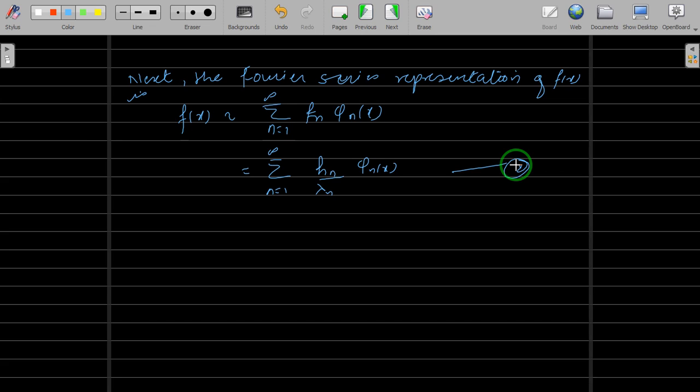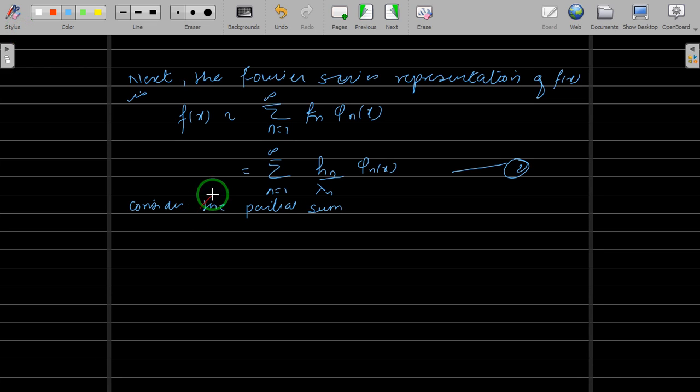Now we have to show that this series is absolutely and uniformly convergent. For that, let us take the sequence of the partial sums. Let us take the partial sum of the given series. So consider the sequence of partial sums.